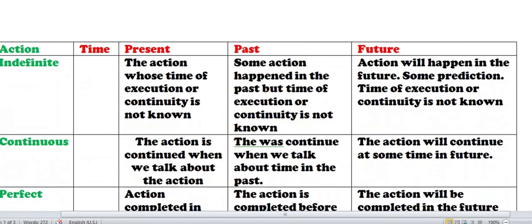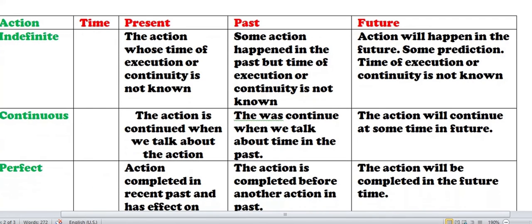Now we make the relation of this. On one side I have action, and on this side you can see the time: present, past, and the future. So we combine these. In present indefinite, this word gives us the time, and this word gives us the action. Present indefinite is the tense whose time of execution or continuity is not now. That's why we don't use helping verbs in indefinite tenses.